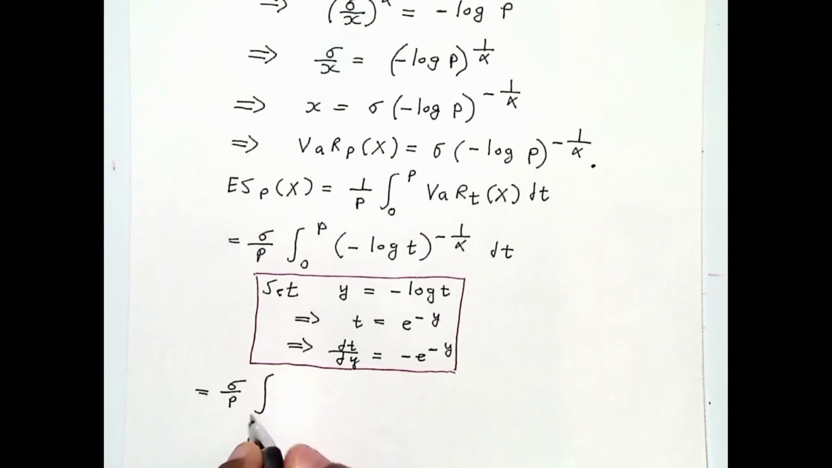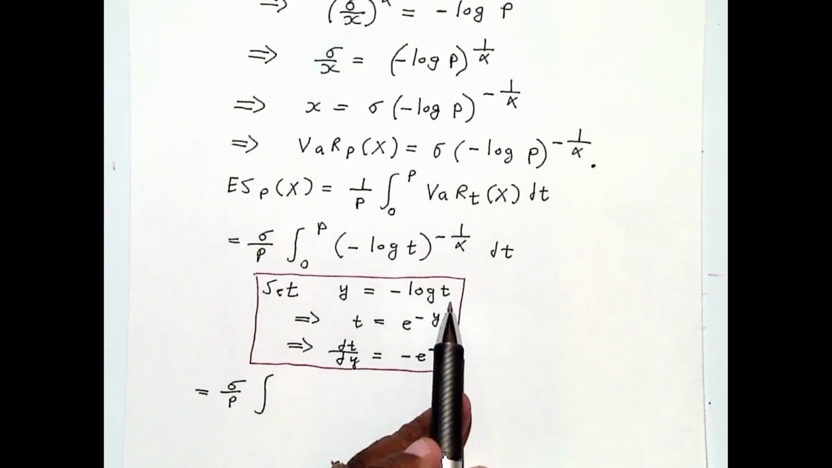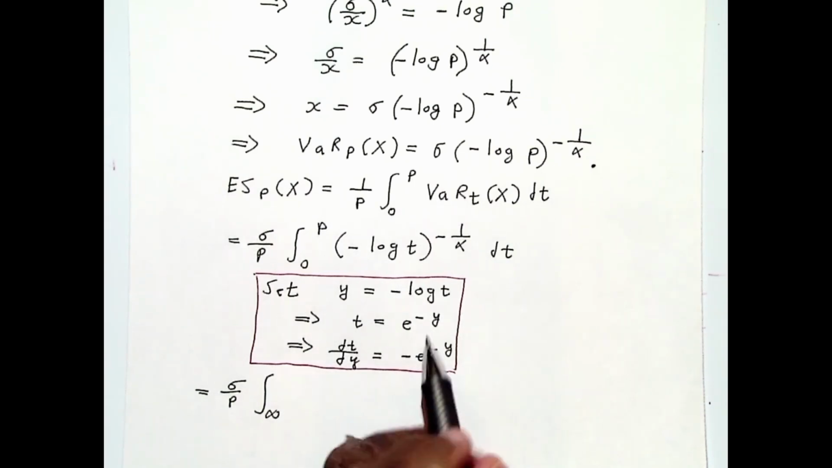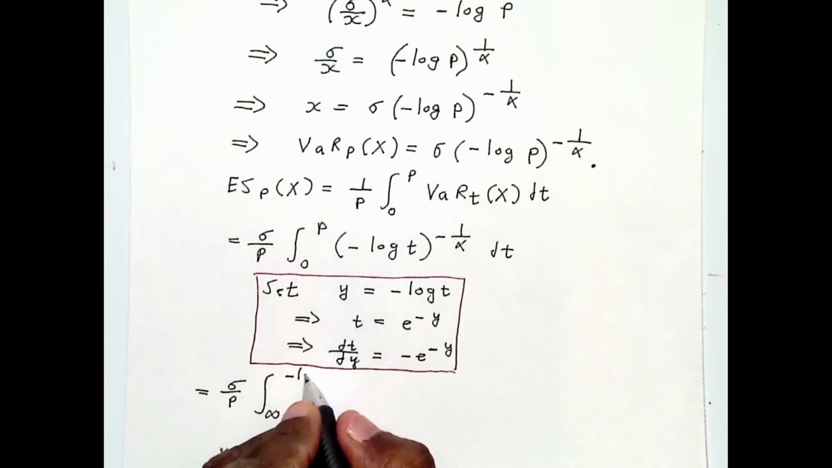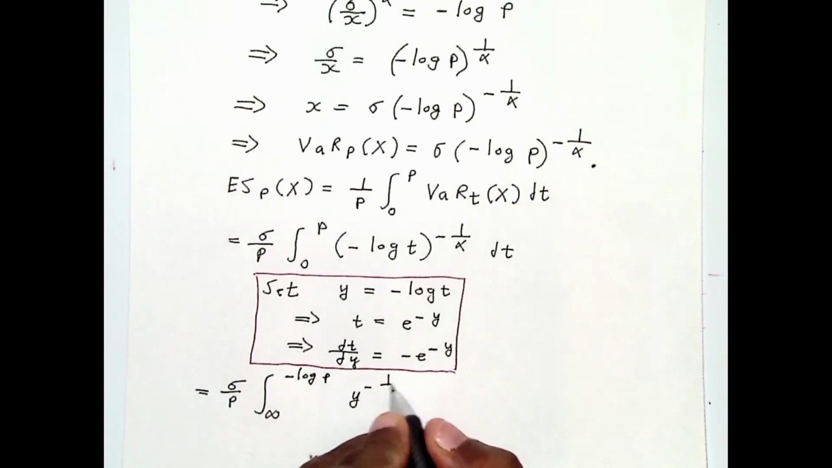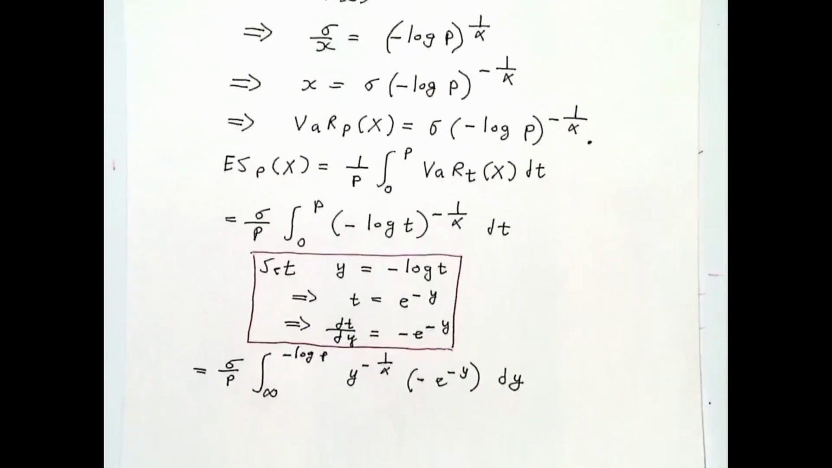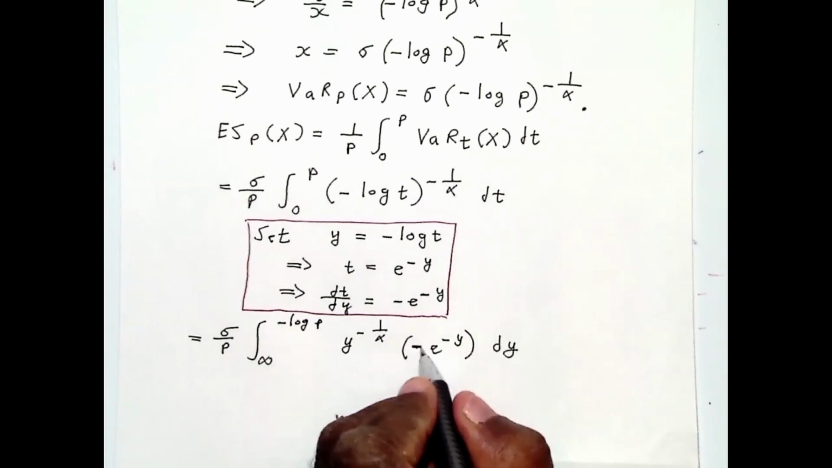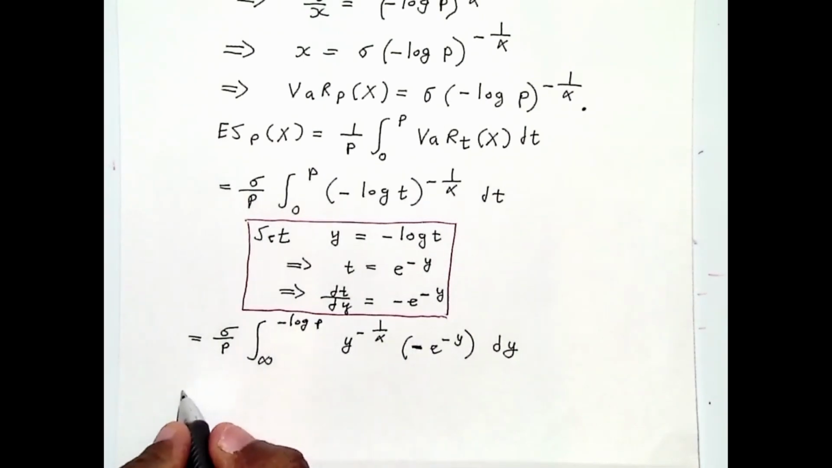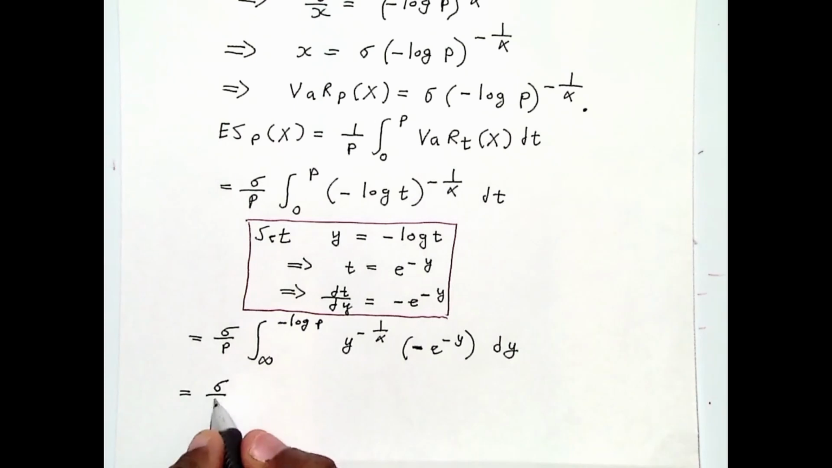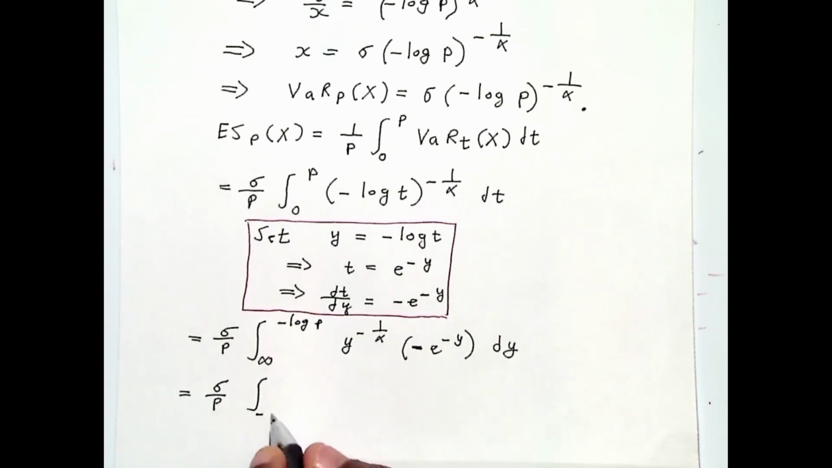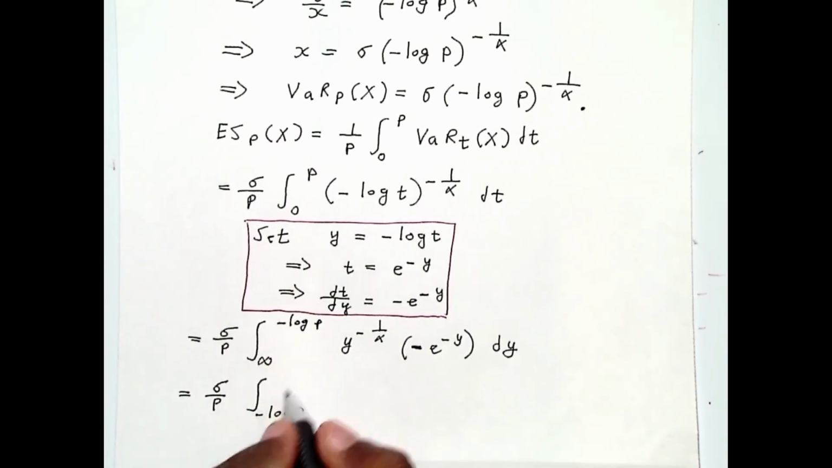Okay, first of all, the limits of integration. When t is 0, this is minus infinity, minus minus is plus infinity. And when t is p, you get minus log of p. And then you get y to the power minus 1 over alpha, and then you have minus of e to the minus y dy. Now I'm going to use this negative sign to change the limits around. So this becomes this.